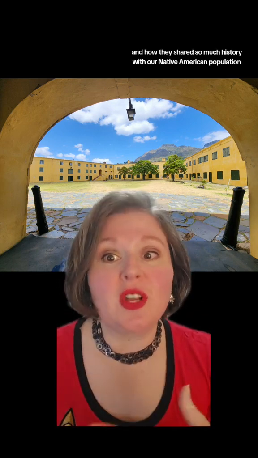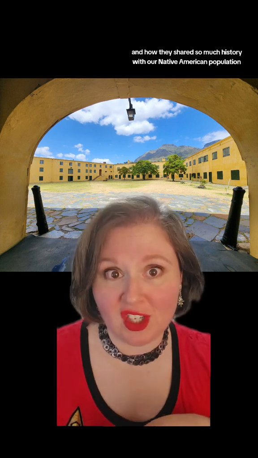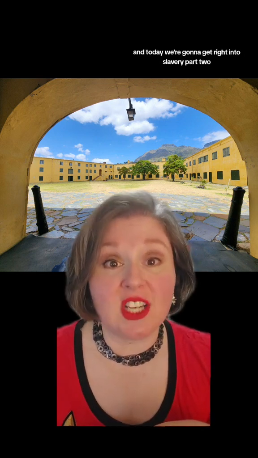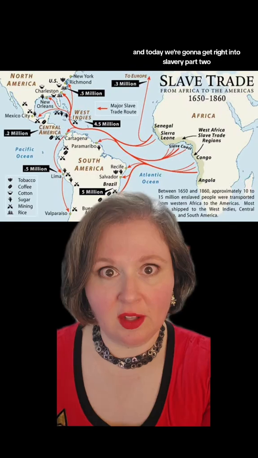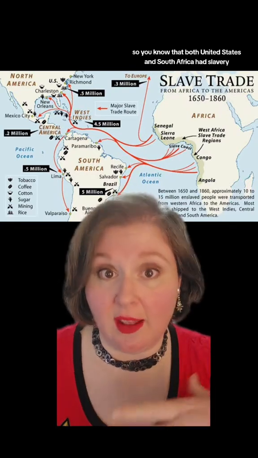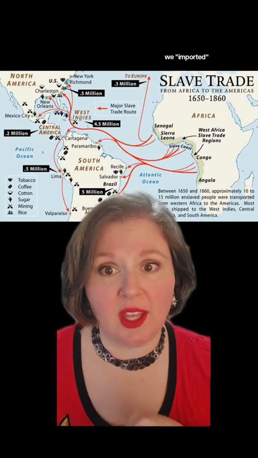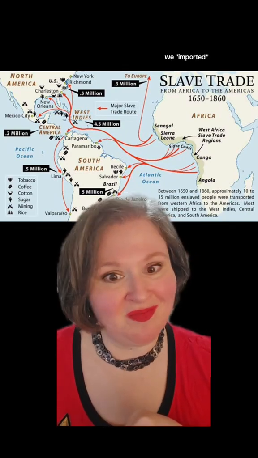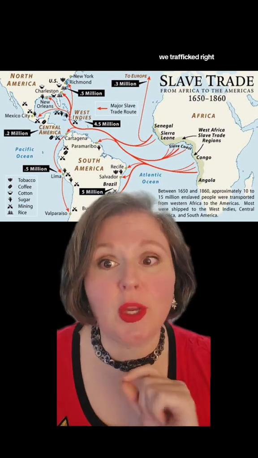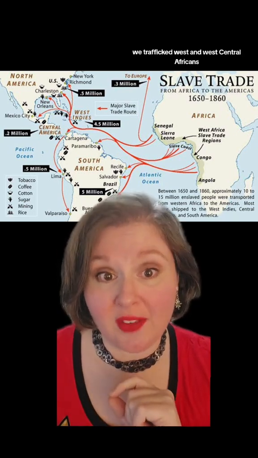Actually, I'll give you a five-parter, yeah? So last time we spoke about indigeneity, the original Black South Africans, and how they shared so much history with our Native American population. And today we're going to get right into slavery, part 2. So you know that both the United States and South Africa had slavery. And here in the United States, we imported, we trafficked, right? We trafficked West and West Central Africans.